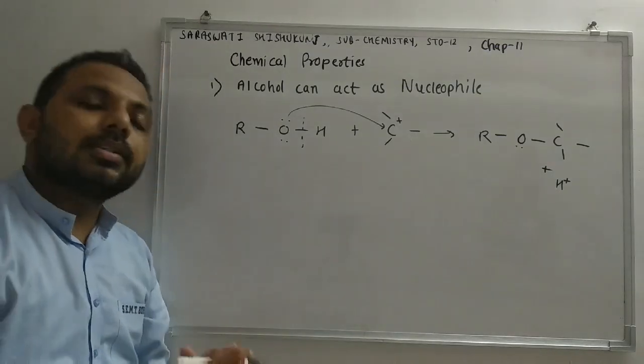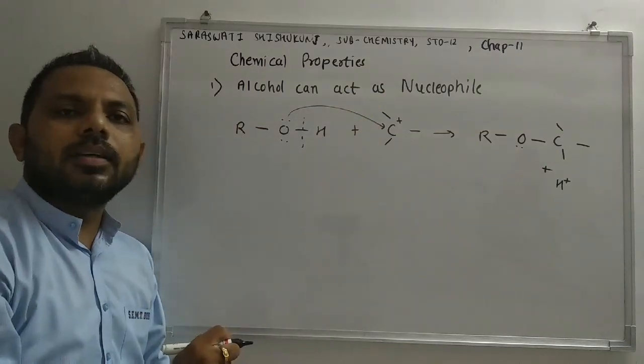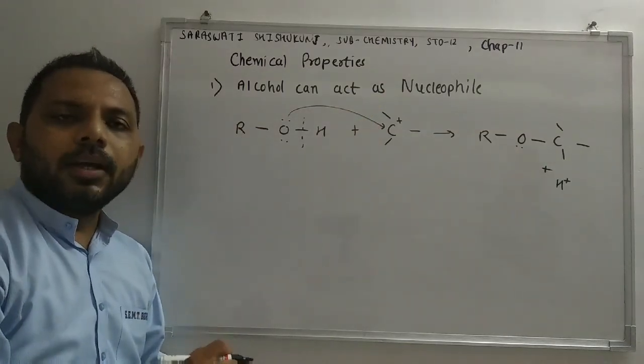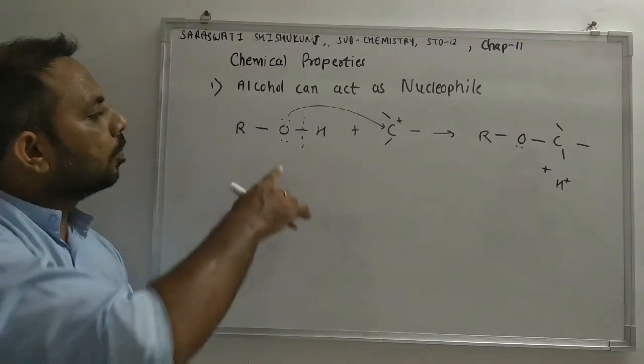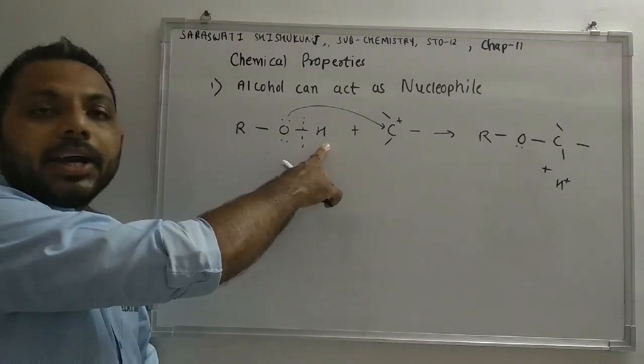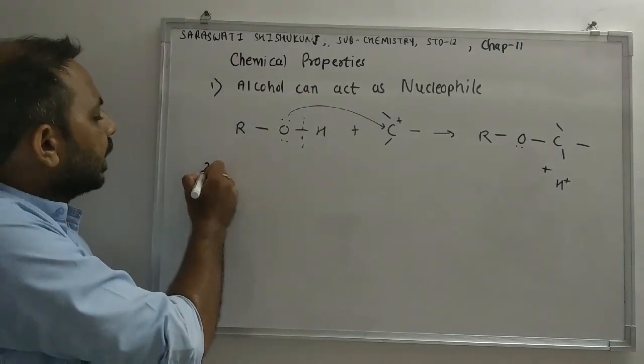So here in this case, alcohol is acting as nucleophile. Now whenever alcohol is acting as a nucleophile, the bond between oxygen and hydrogen is broken. Remember this.